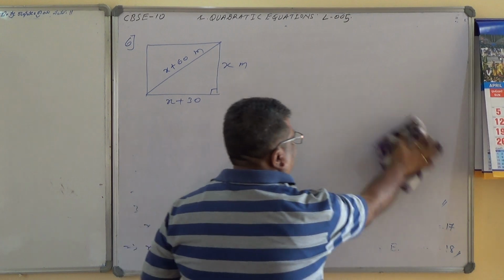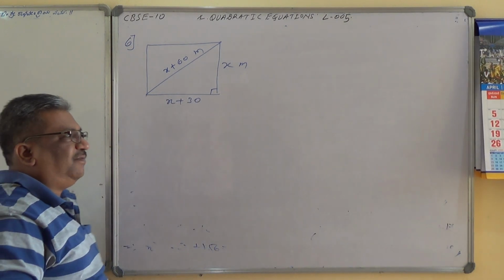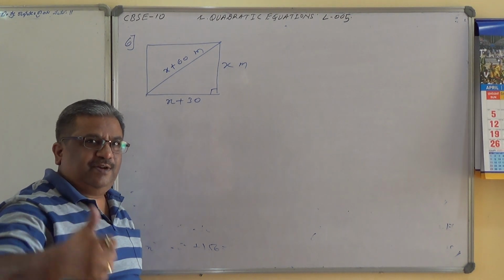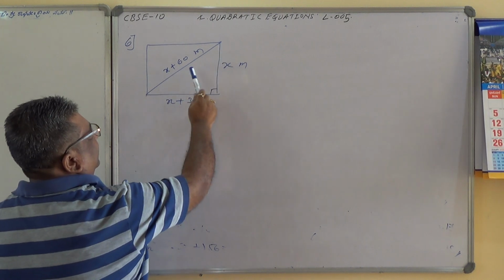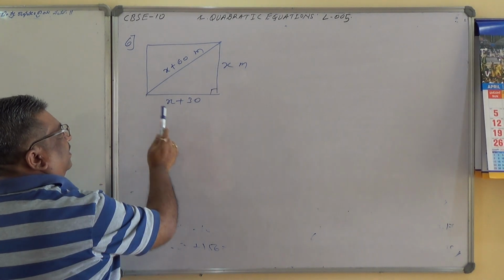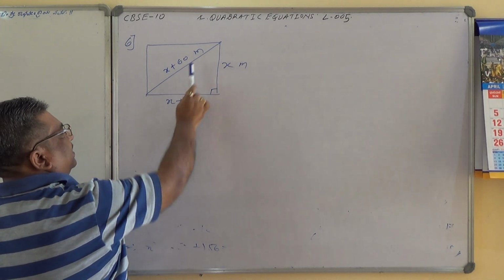I'll just form the quadratic equation and try to solve this one very quickly, because there are so many numericals. If I solve 5 numericals, you must solve 10 numericals. That should be the attitude. The diagonal of the rectangular field is 60 meter more than the shorter side, and the longer side is also 30 meter more than the shorter side. So shorter side is x here, x plus 60, x plus 30.